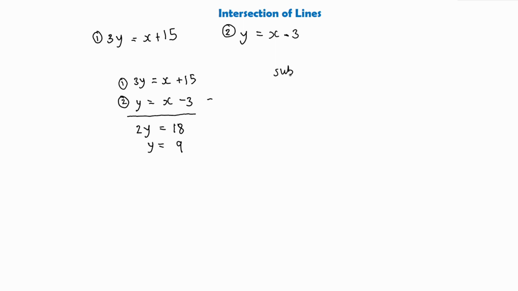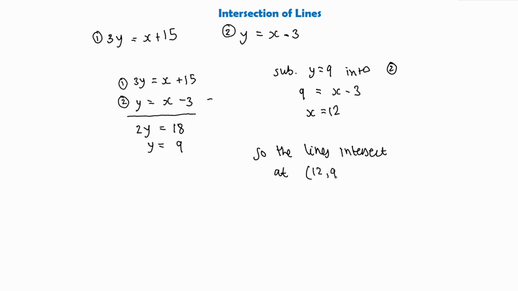Now we can substitute the fact that y equals 9 into one of our equations. Let's go for equation 2 because it's a little nicer, as we're only working with one y value. So we've got 9 is equal to x minus 3. Add 3 to both sides and we get that x is equal to 12. This is the first method for working out x and y. So we say that the lines intersect at the point (12, 9). This is our first method for working out the intersection of two lines, by doing simultaneous equations. We call this process elimination.